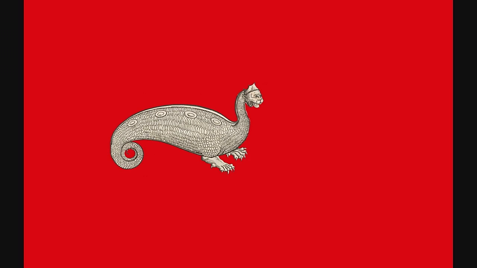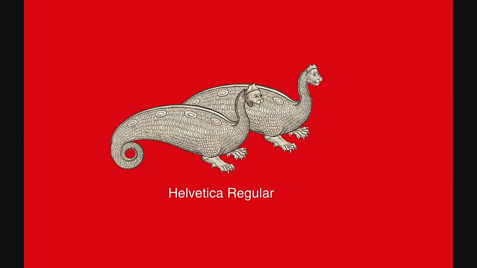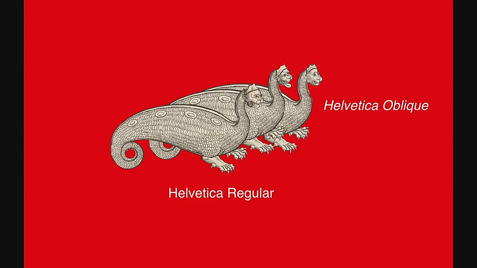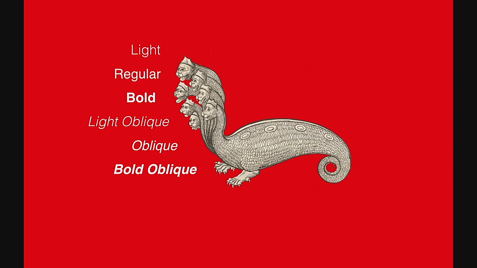Let's consider this dragon, and let's give it a name, Helvetica Regular. Let's add another one, Helvetica Bleak, and another one. And now we have a happy Helvetica dragon family. So just like Hydra, a variable font has a common body, but can contain many, many styles and is able to generate styles in between. I think that it's pretty magical.